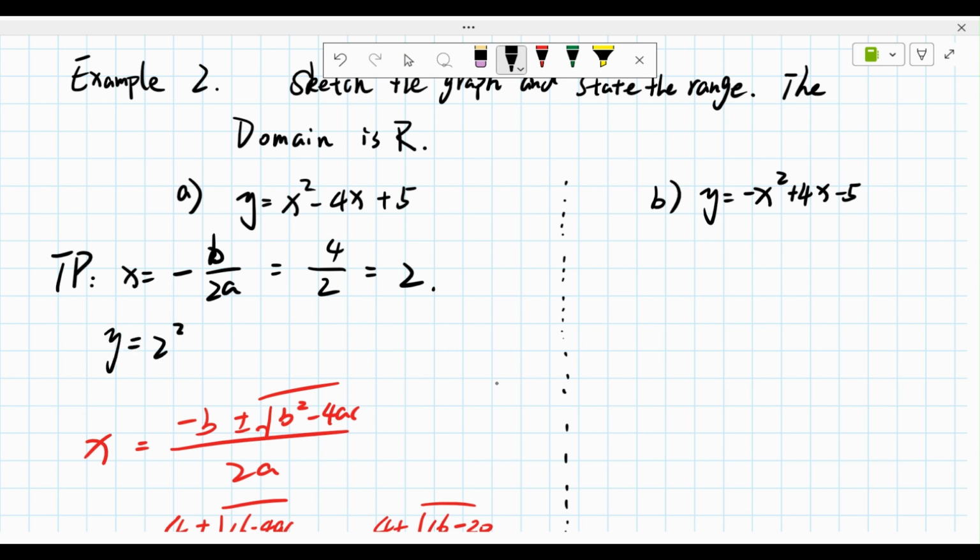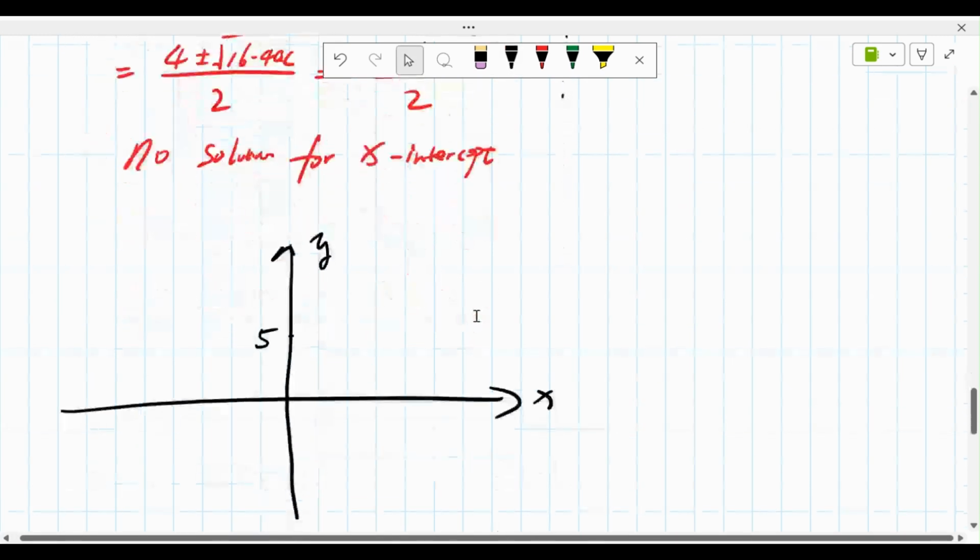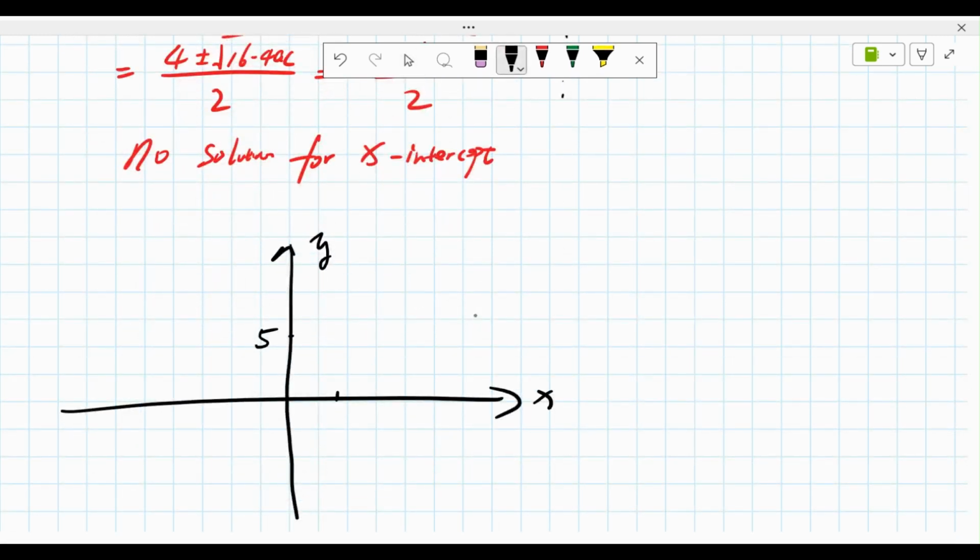equal to 2 squared minus 8 plus 5. So that's only 1, so which is 2, 1 is our turning point. Perfect. So we find out 2, 1 is our turning point. And then we could draw the quadratic like that. Turning point.